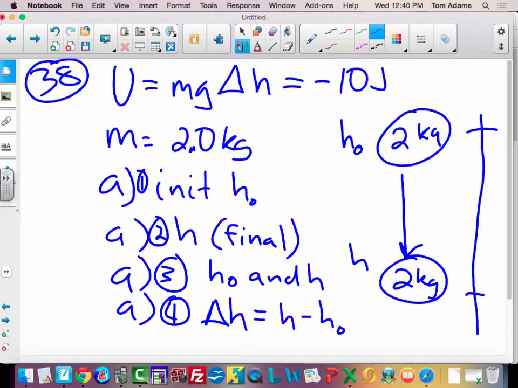All right? So can we determine the initial height? Like, can we say it's 100 meters off the ground? Can we say it's 200 meters off the ground?